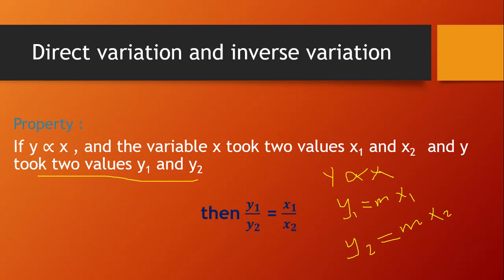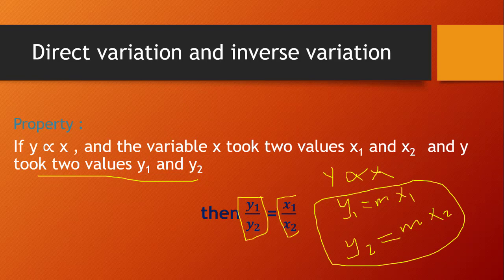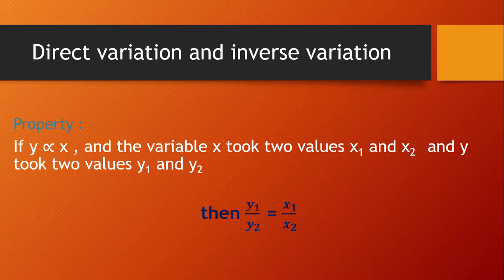If you divide this equation by the other equation, we will get y1 over y2 equals x1 over x2, because m divided by m equals 1. So in direct variation or direct proportion, y1 over y2 equals x1 over x2.